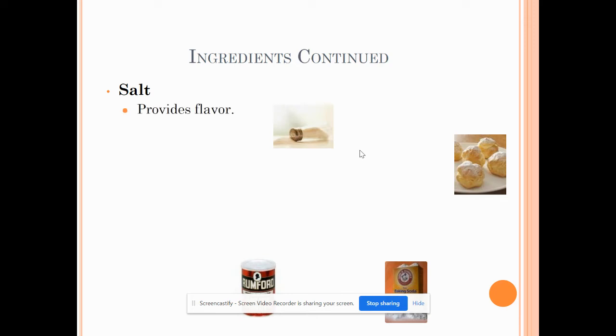Next, we have salt. Salt is going to provide flavor. In yeast breads, if you take culinary, salt has a whole other function, but it's very simple in quick breads as it only provides flavor.